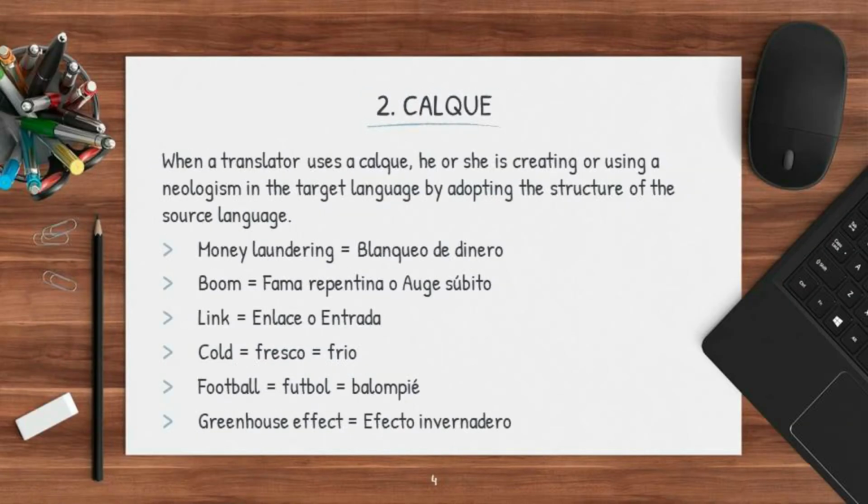2. Calque. When a translator uses the calque, he or she is creating or using a neologism in the target language by adapting the structure of the source language. For example, money laundering, blanqueo de dinero. Boom, fama repentina o auge súbito. Link, enlace o entrada. Cold, fresco o frío. Football, fútbol o balompié. Greenhouse effect, en español es efecto invernadero.